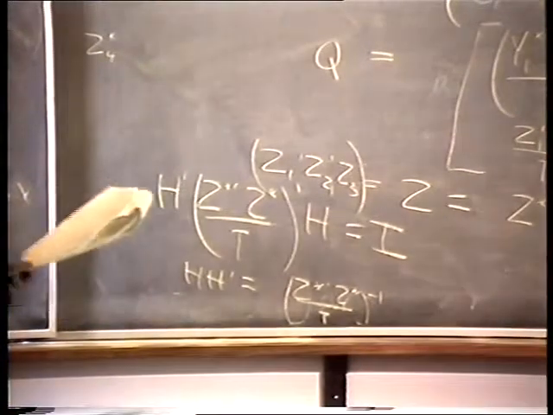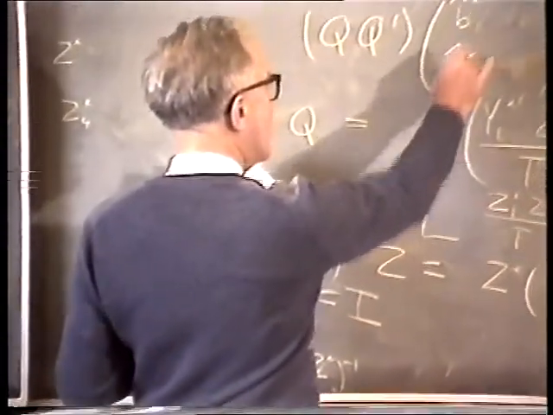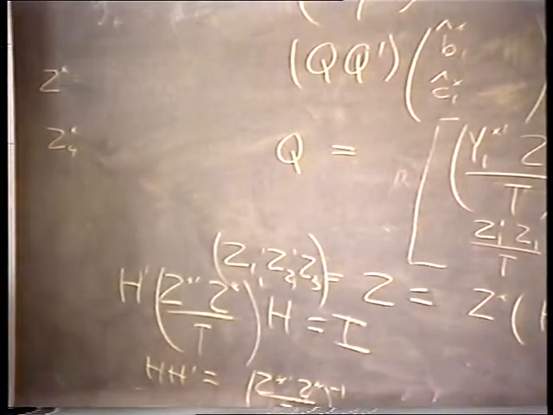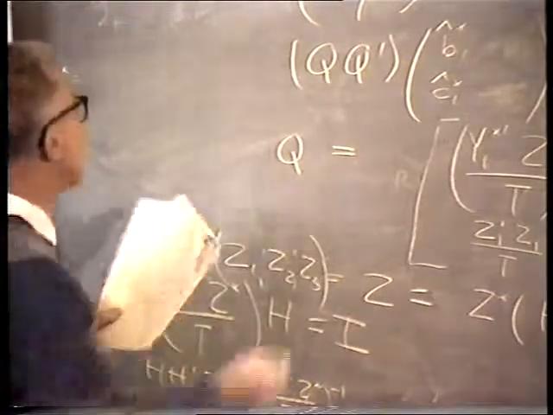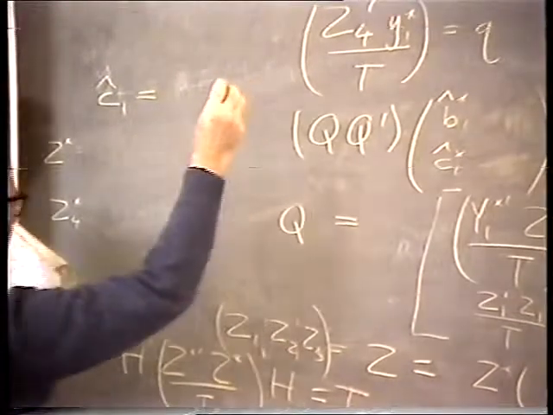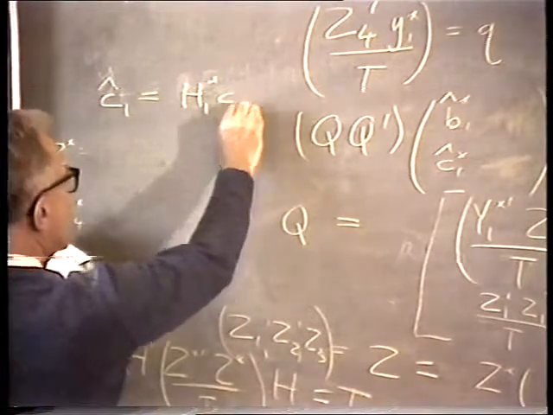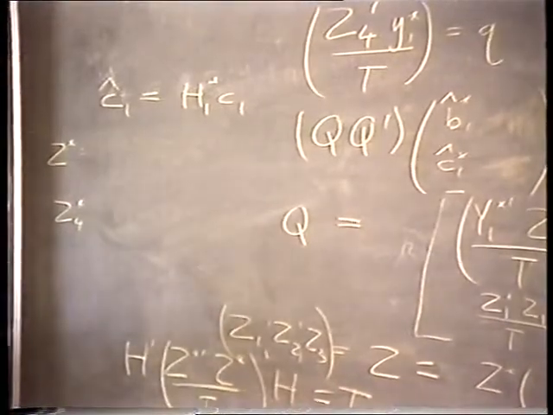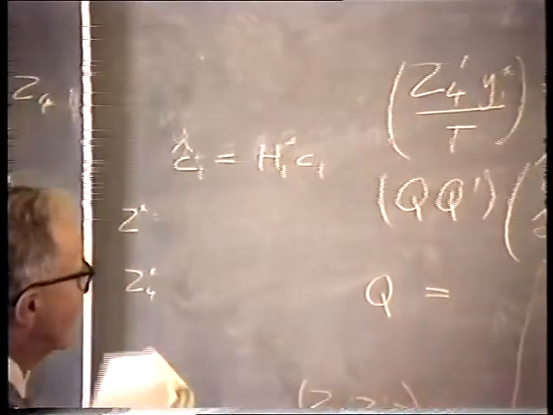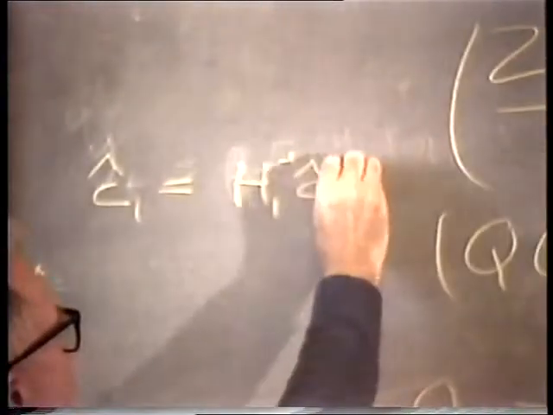Now it's obviously convenient to use the inverse transformation on C1 hat. That means that it's convenient to define C1 hat without a star to be equal to H1 minus 1 times C1 hat star. Sorry. Yes, that's right. H1 Z1 hat star.